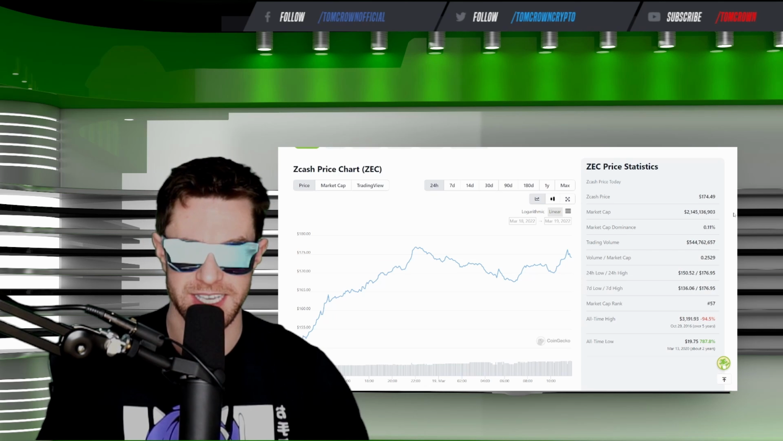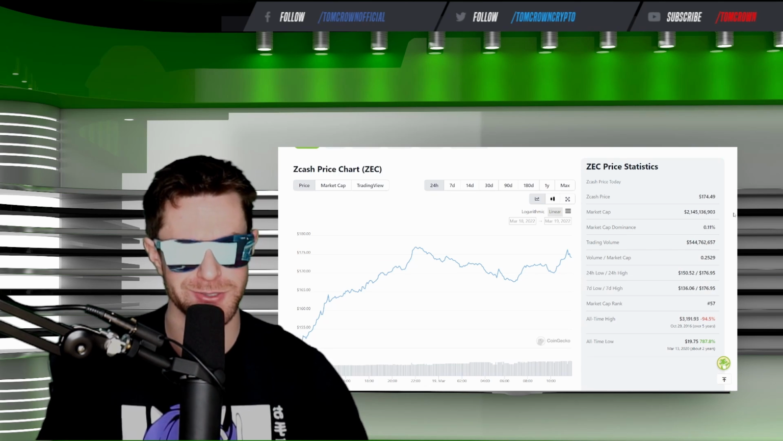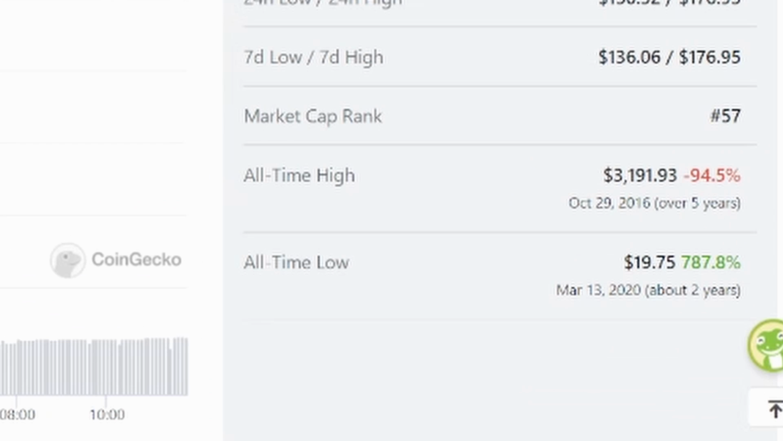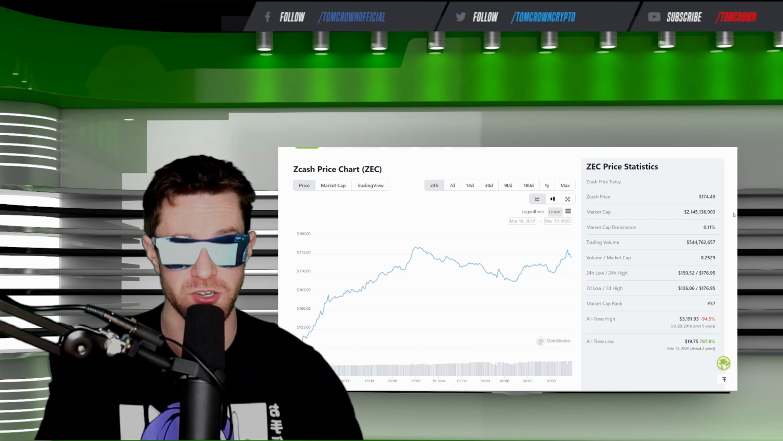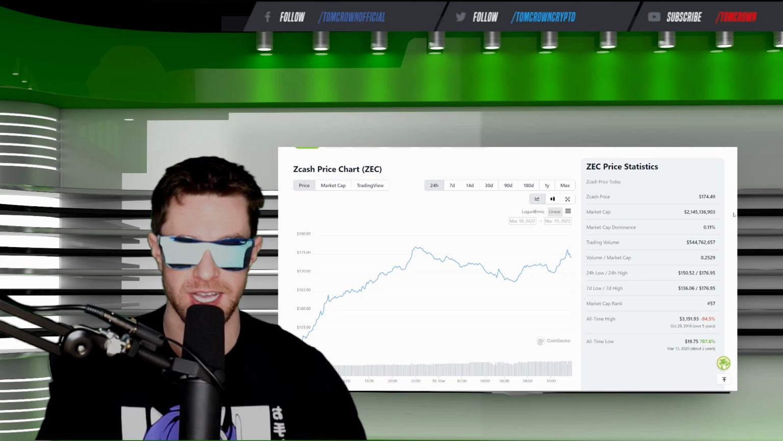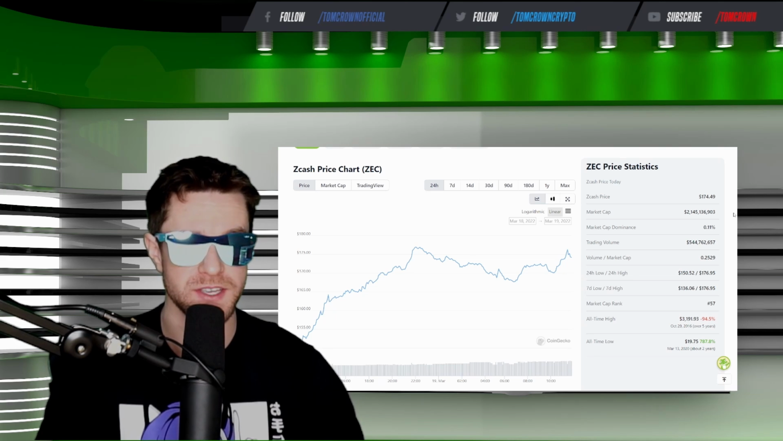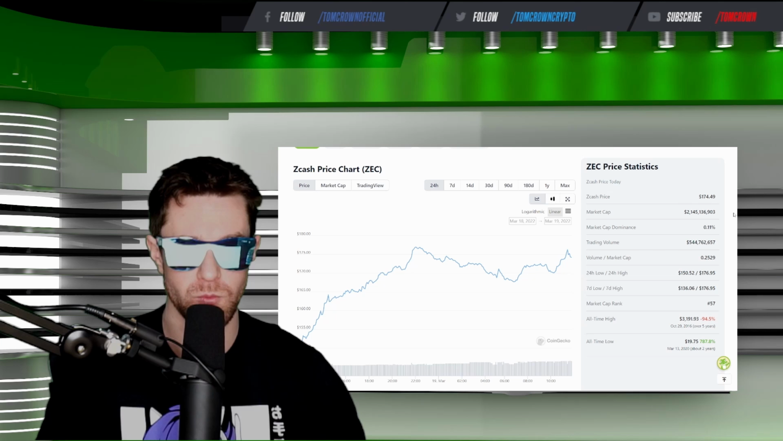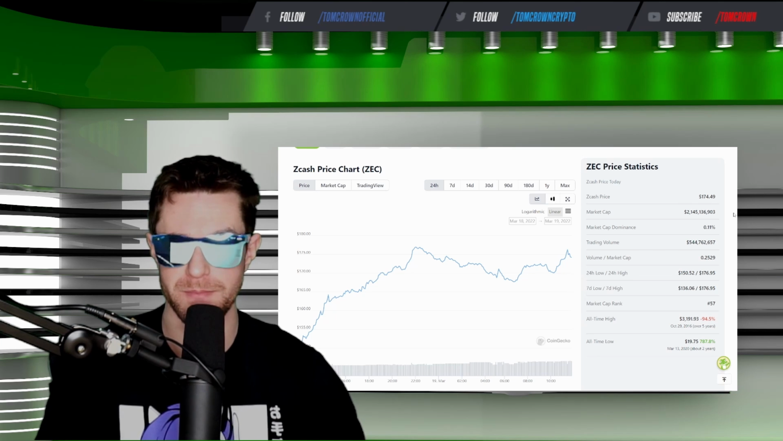A fun fact about Zcash is it hit its all-time high in 2016. It reached a price of $3,200. Over the course of the next 4 years, it fell to under $20 a coin. It's been relatively discounted over the last years. However, with this large upgrade coming, we may see new demand, and we may see Zcash look to retest its previous price highs.